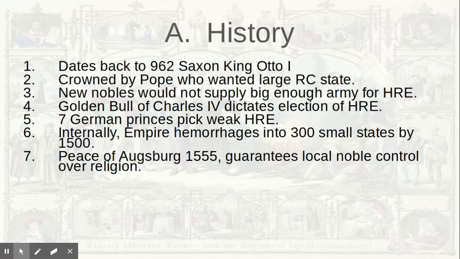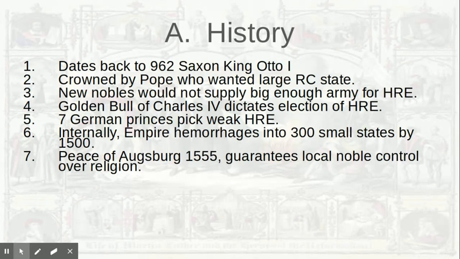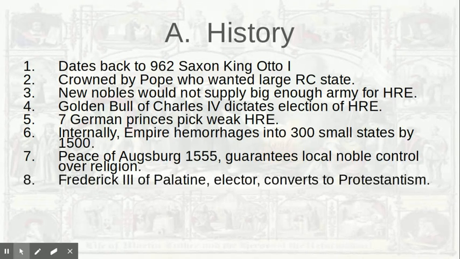By the year 1500, about 300 of the smaller states, city-sized or a little bit bigger, end up leaving the Holy Roman Empire. 300.